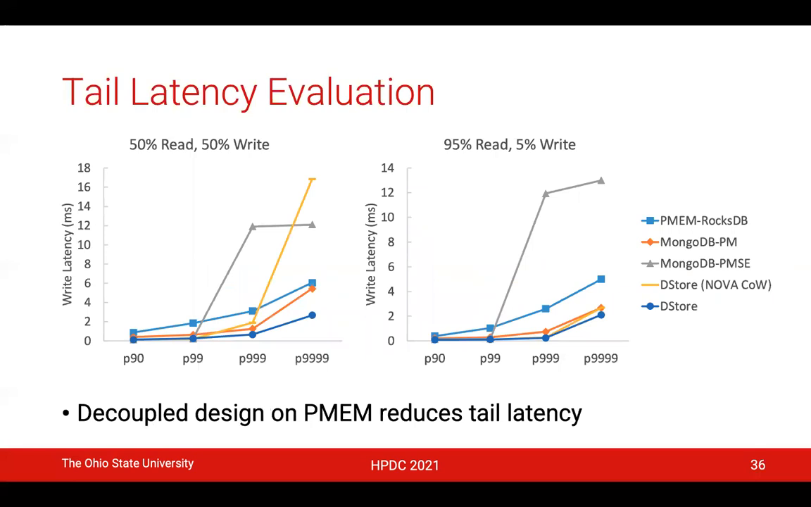Next, we compared the tail latency for two workloads, a 50% read, 50% write workload, and a 95% read, 5% write workload. So we can see that DStore has relatively flat tail latency curves, particularly for the write-intensive workload. So we conclude that our decoupled design is successful in reducing tail latency.